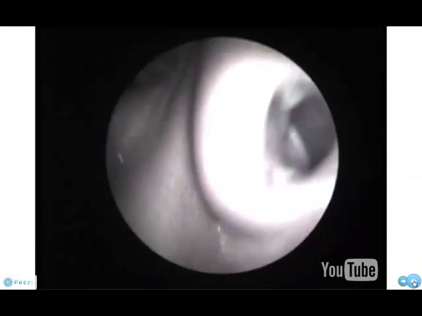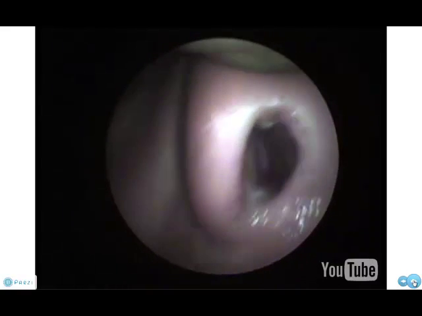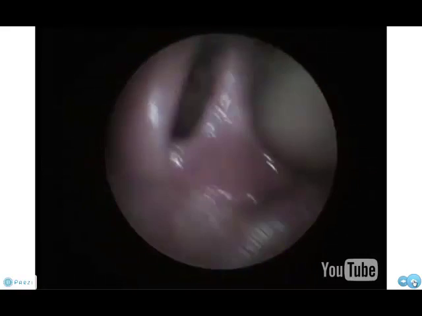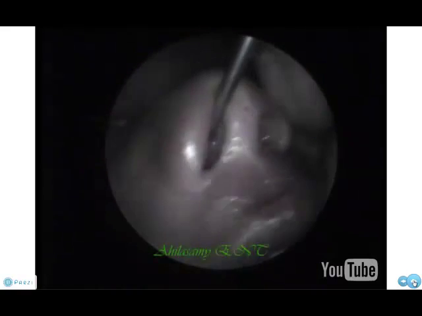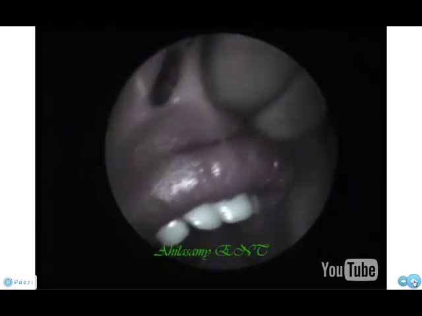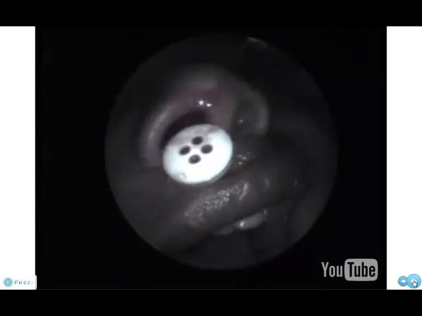Now here is a YouTube video showing a medical procedure removing a button that was lodged in the nose of a pediatric patient. As you can see, this child is being very cooperative, which is making it easier for the medical provider to remove this button.